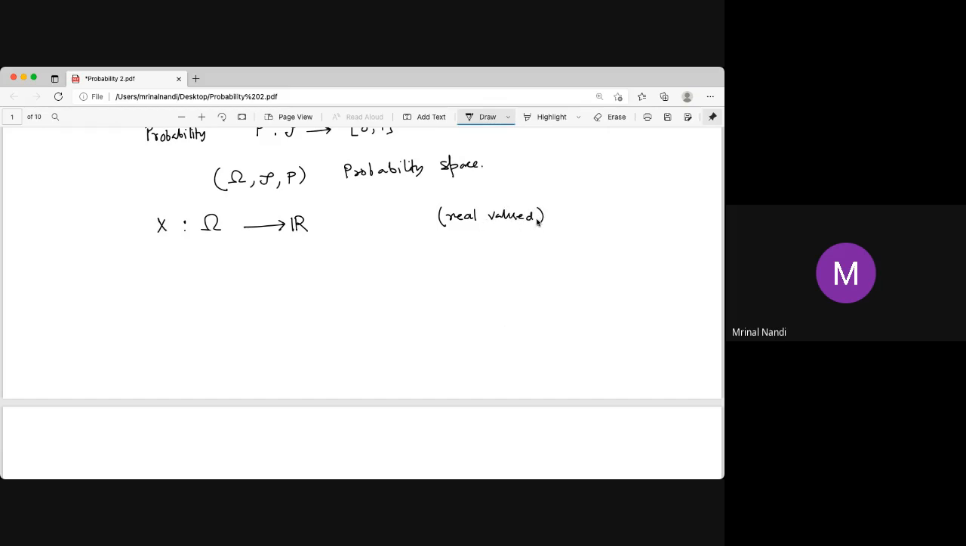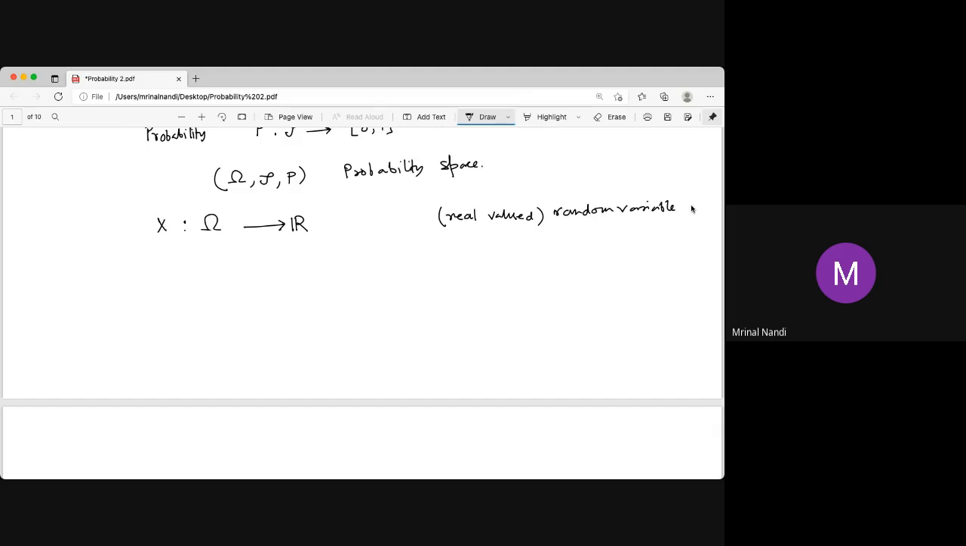Real valued is what we write in brackets, because if I say it is a random variable, that means it's real valued. And if it is complex valued, or vector valued, or any other field, sigma field, any other set or any other measurable set, then we just say it is a complex valued random variable, it is a vector valued random variable. But if we just say it is a random variable, then it means it is a real valued random variable. So what is this? This is basically a function from that omega to R, the sample space, to the real numbers.